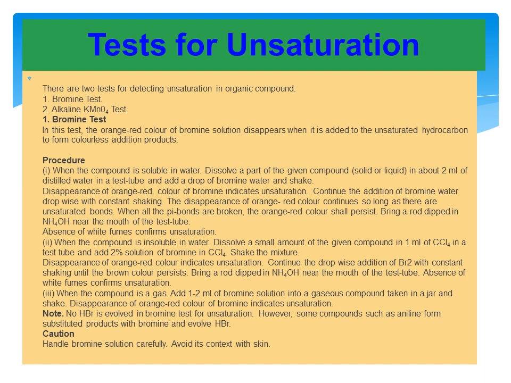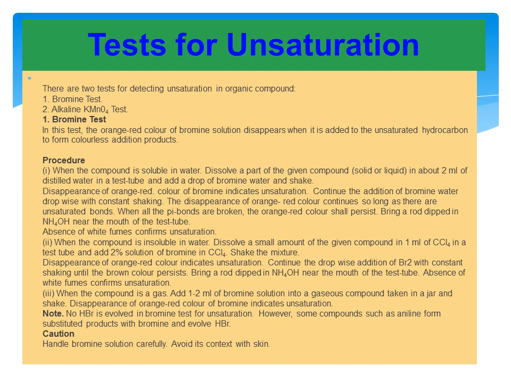The second option is when the compound is insoluble in water. You have to dissolve it in a small amount, 1 ml, of CCl4. CCl4 is an organic solvent, carbon tetrachloride, in a test tube, and then you have to add a 2% solution of bromine in it and shake it well. Again, the disappearance of the orange red color indicates unsaturation. Continue the dropwise addition of Br2 with constant shaking until the brown color persists.